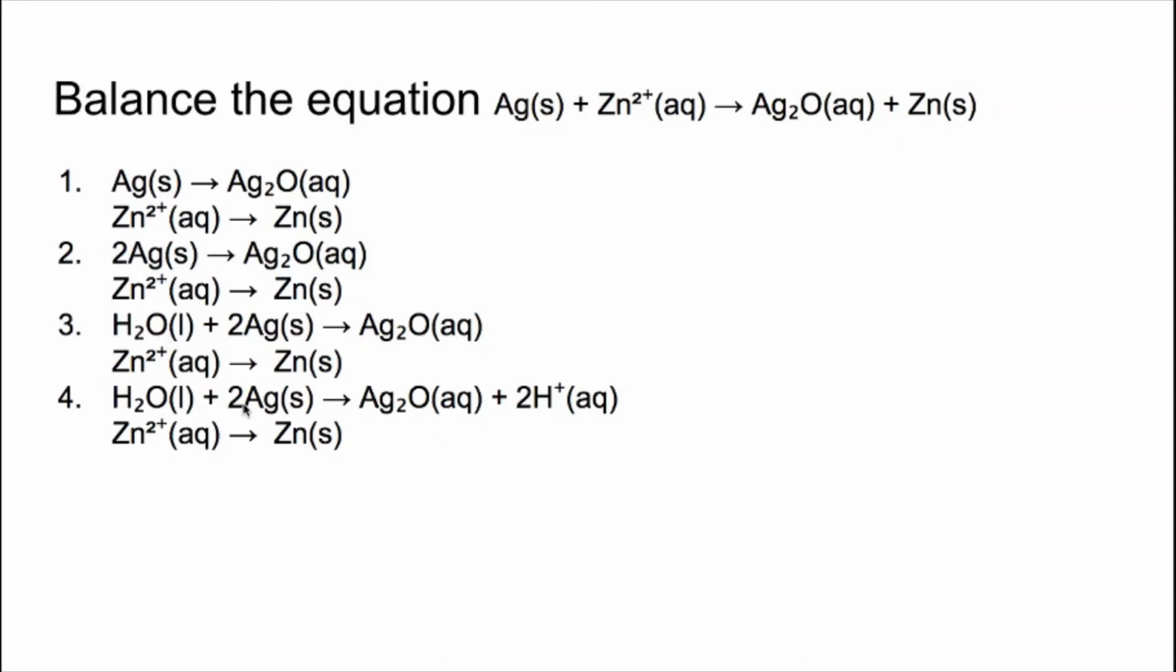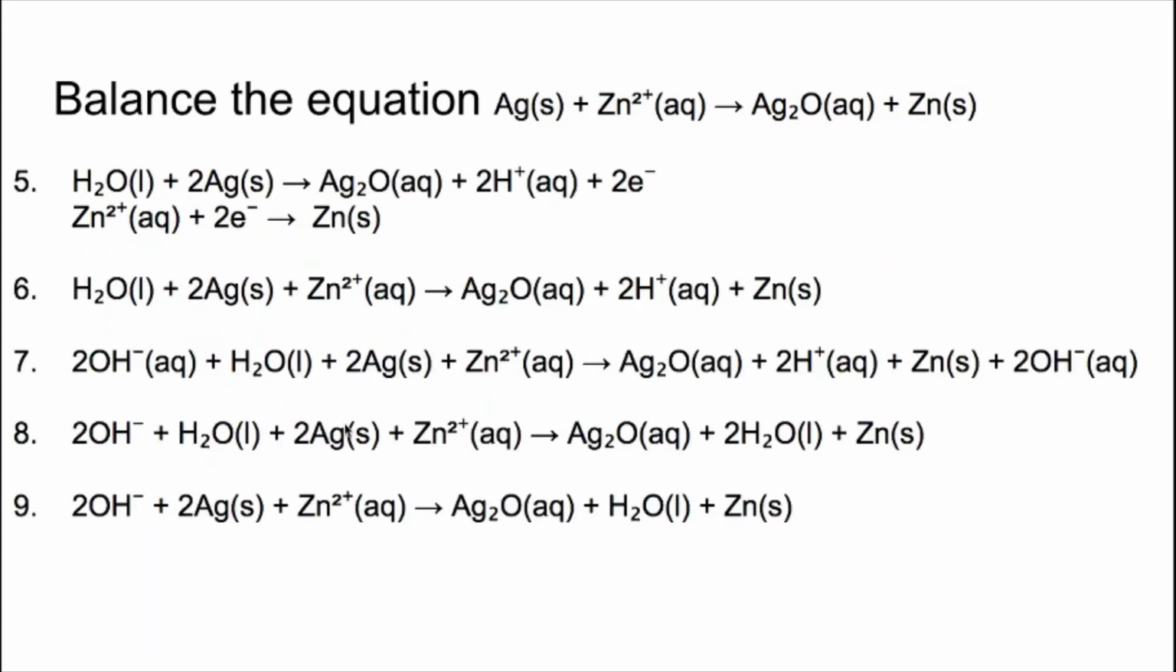Next, you add an equal number of H plus protons as seen before to balance the number of hydrogens. Next, you add a number of electrons in order to balance the charges on both sides. Here you can see this charge is 0, and this is plus 2 without the electrons. So you need to have 2 electrons in order to balance the charges. In this case, this is plus 2, and you have to have minus 2 in order to balance the equations.